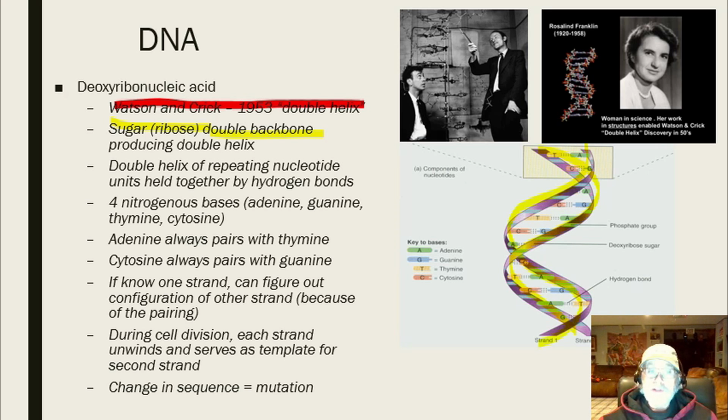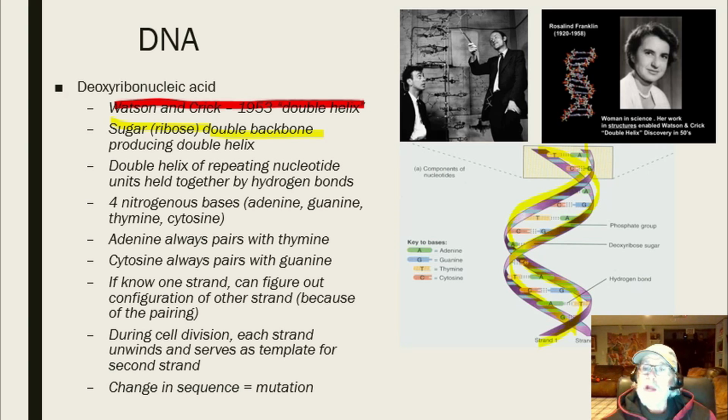Between these two ribbons of ribose sugar, I have these nucleotides, those nitrogenous bases. Nucleotides, because of the phosphate bonds and hydrogen bonds and so on. But what happens is, I have these nitrogenous bases that are opposite each other.